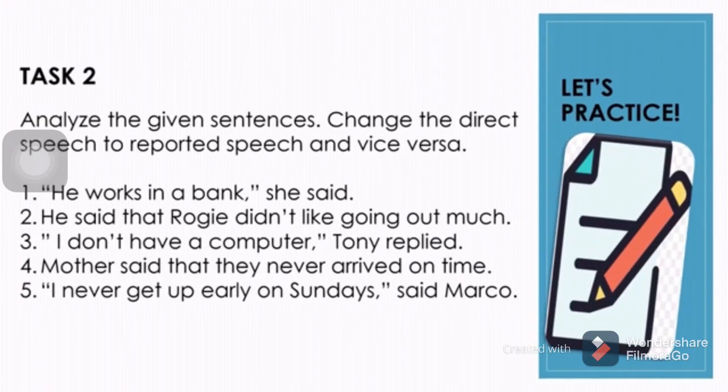Again, to practice what you have learned in this lesson, here is task 2. Analyze the given sentences. Change the direct speech to reported speech and vice versa. First sentence, he works in a bank, she said. Second sentence, he said that Raji didn't like going out much. Third, I don't have a computer, Tony replied. 4. Mother said that they never arrived on time. 5. I never get up early on Sundays, said Mark. Your time starts now.